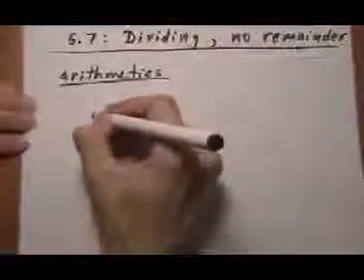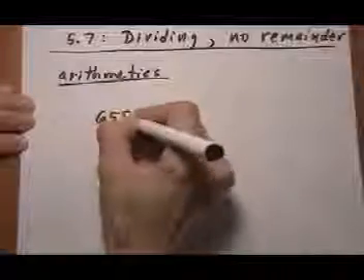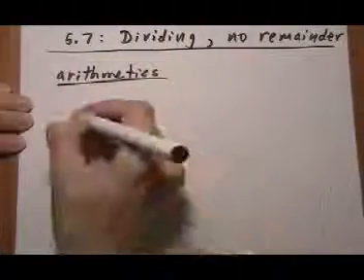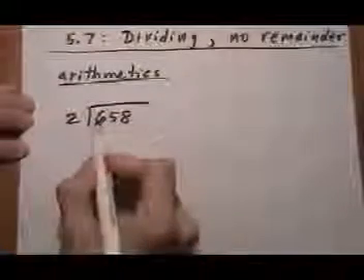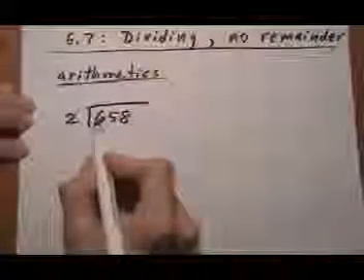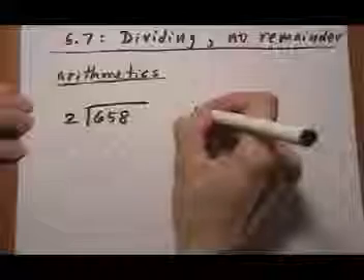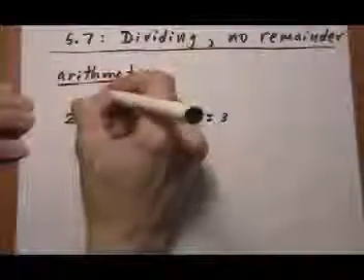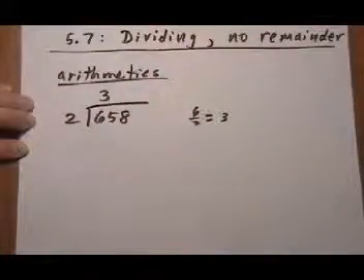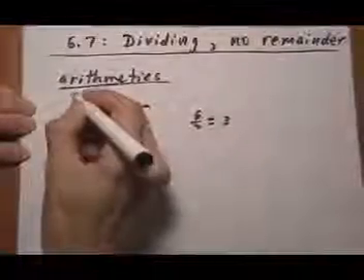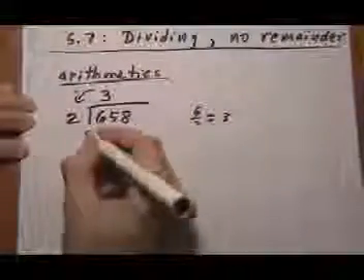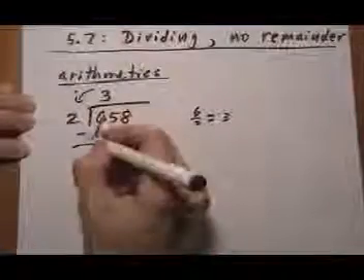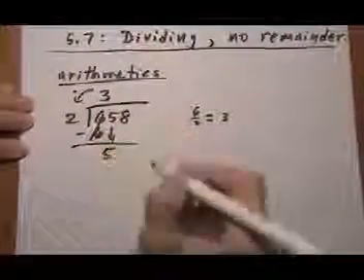So let's take a look at 658 divided by 2. If I want to do this out, I say, okay, 2 goes into 6, or 6 divided by 2, 3 times, put the answer on top. Then I do 3 times 2 is 6, and I subtract that, and I bring down the next guy.